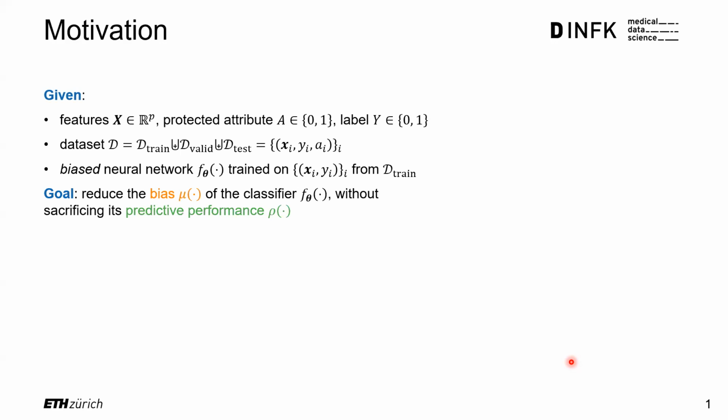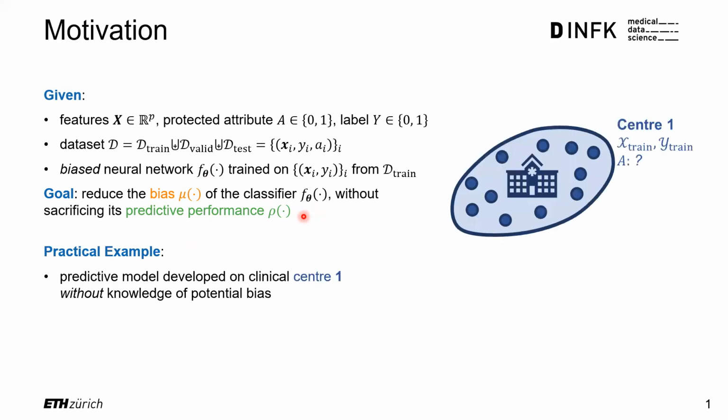Our goal is to reduce the bias of the classifier without sacrificing its predictive performance, where mu is the measure for the bias and rho is the performance measure. For example, balanced accuracy. Let us consider one slightly more practical example.